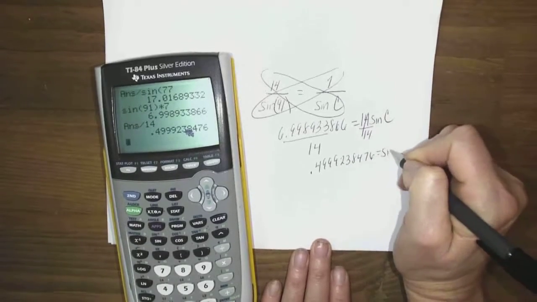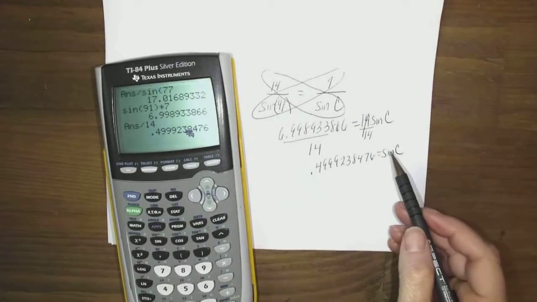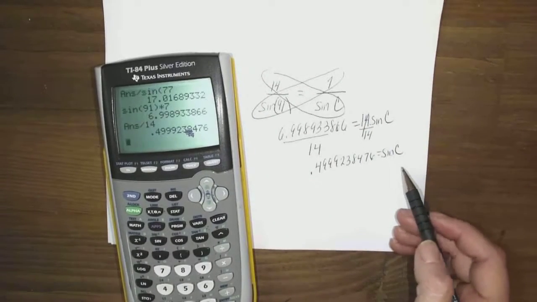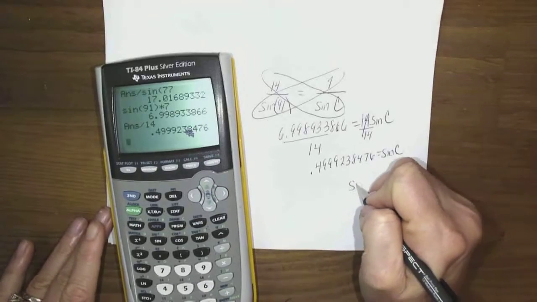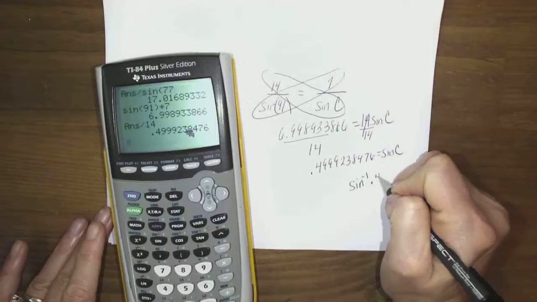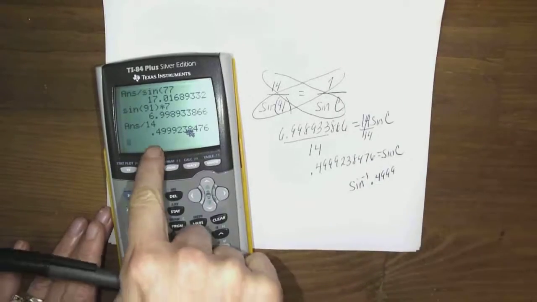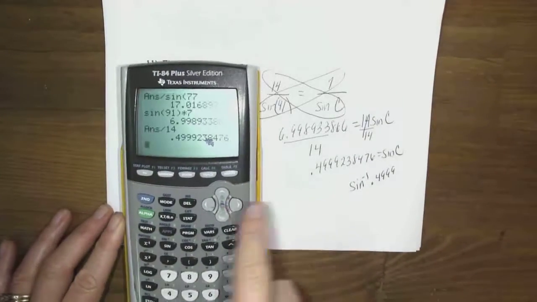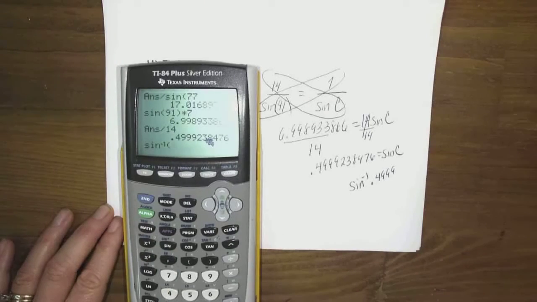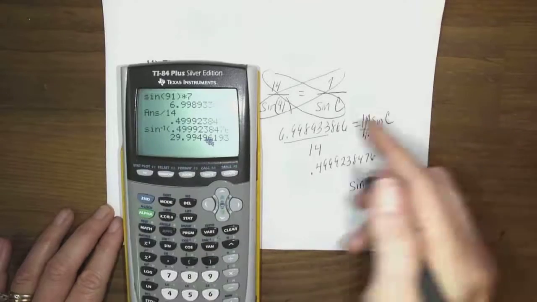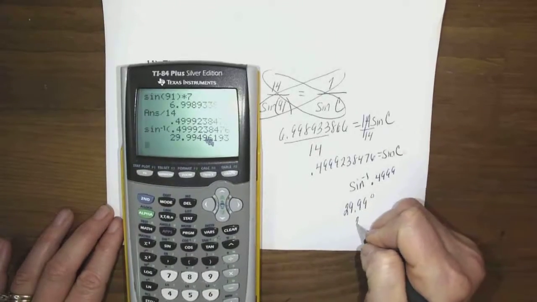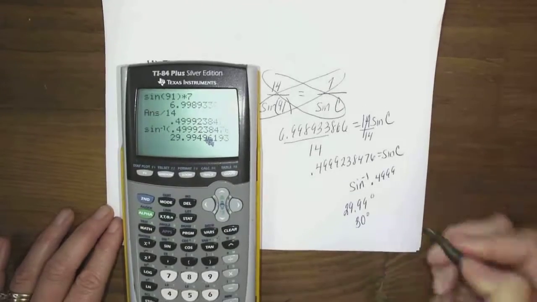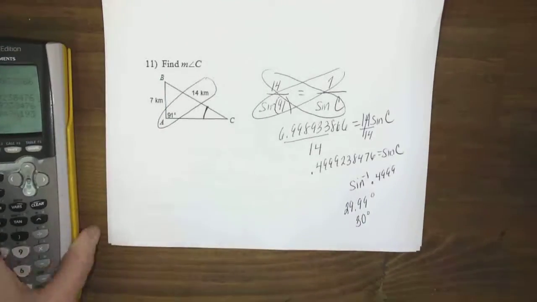0.4999238476 equals the sine of C. So I need to know what the angle is. Hopefully you remember from right triangle trig that when you need to know the angle, we do inverse. And I'm going to just write it down here. But what's nice on your calculator is that I can hit second inverse, go up and grab it. That way I'm not rounding until the end. And I get 29.99 degrees, or if you're rounding even to the nearest tenth, it would be 30 degrees. And that is the law of sines.